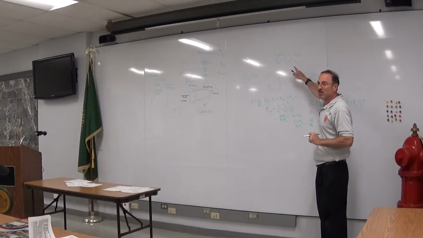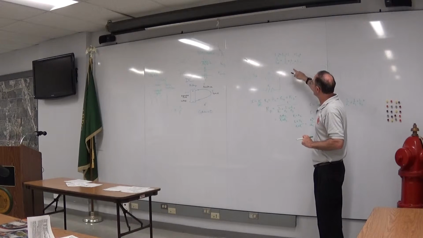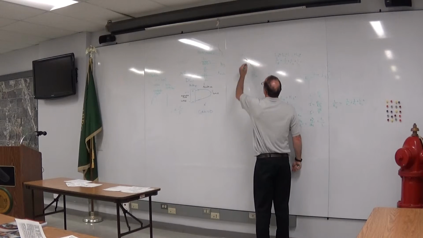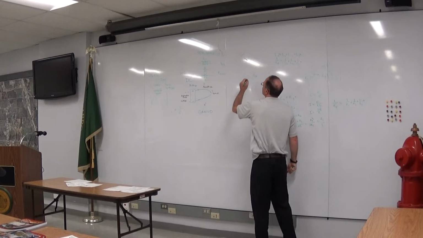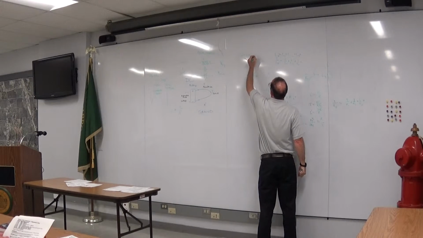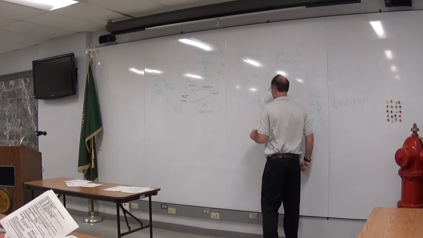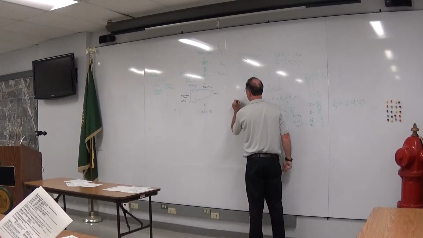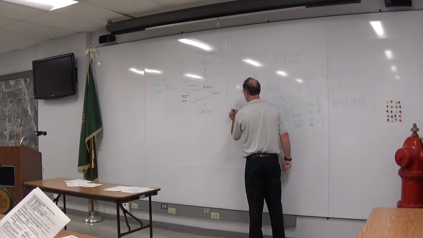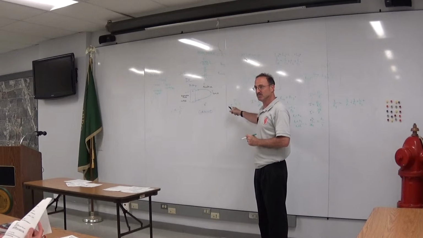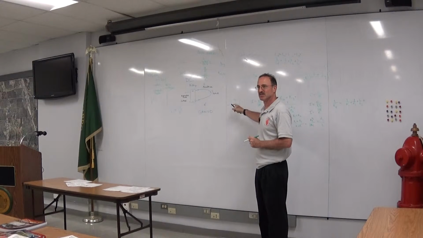Okay. Now, if you have capacitors in parallel, the total capacitance is, now let me draw that for you. Capacitors in parallel looks like this. Here's a capacitor. Here's another capacitor. Here's another capacitor. The total capacitance of these three capacitors is the sum of their capacitance.